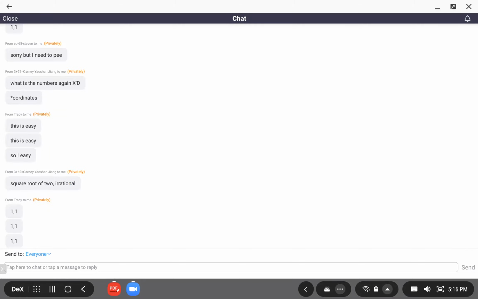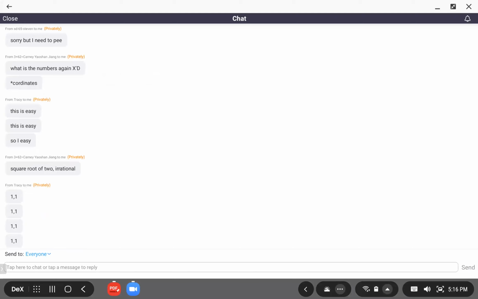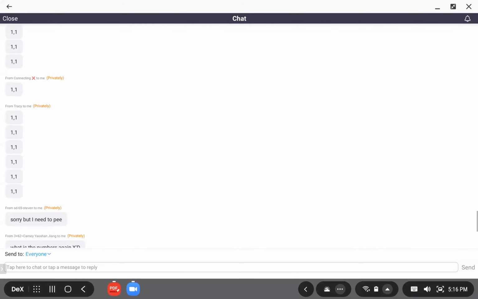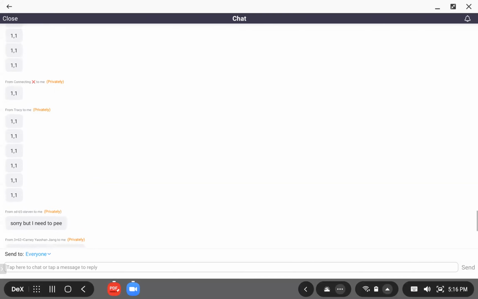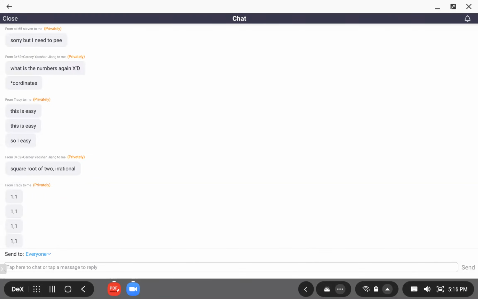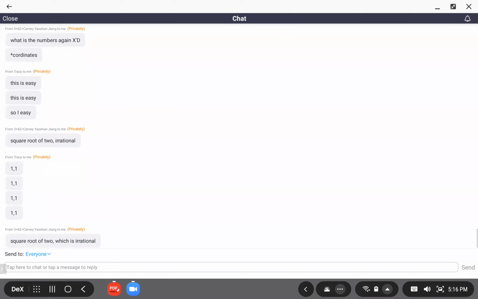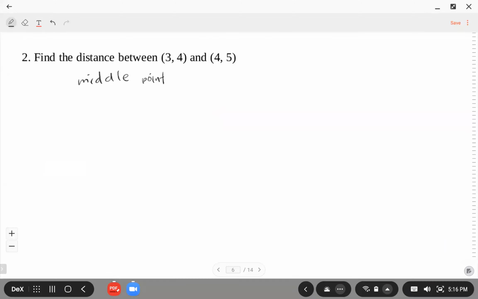Okay. Carney says the square root of 2. And Tracy says (1, 1). Any more answers except for Carney and Tracy? Okay, so it seems that there aren't any more answers. So let me solve this.